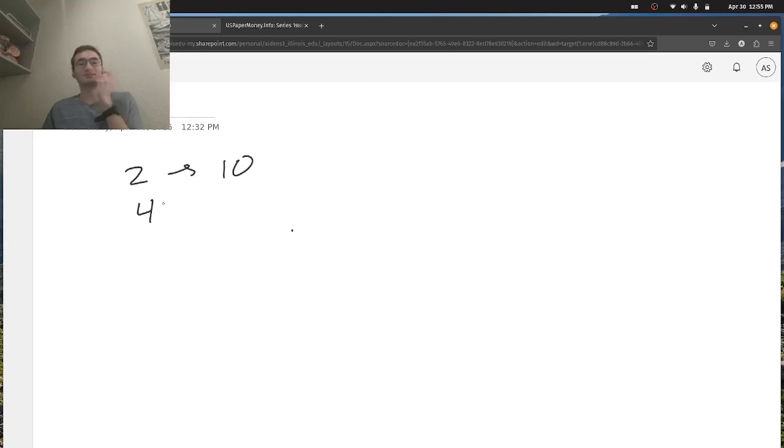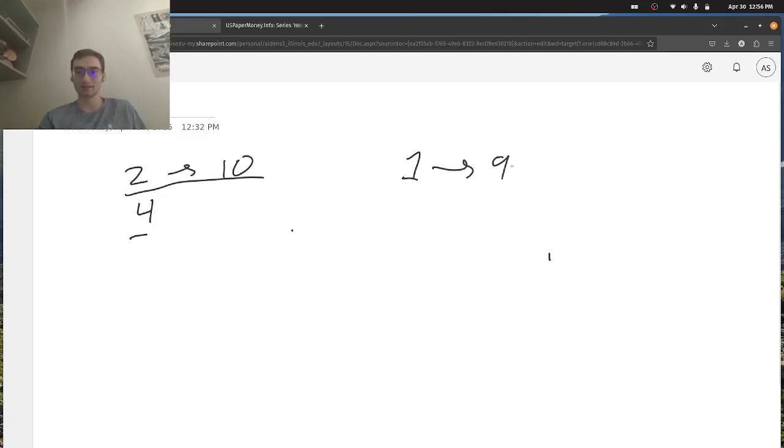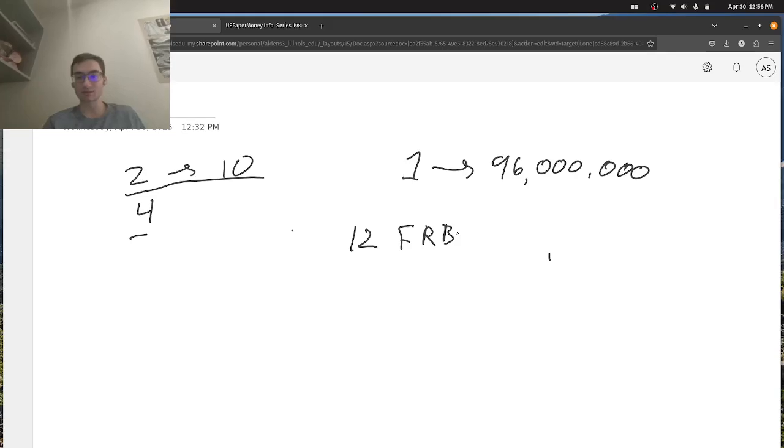But the main obstacle is that instead of 2 through 10 and then 4, our card numbers are actually banknote serial numbers. So our serial numbers go from 1 to 96 million. And instead of 4 copies per card, we have 12 regional banks that each have their own amount of copies that have the same serial number, plus the amount of copies for each bank.